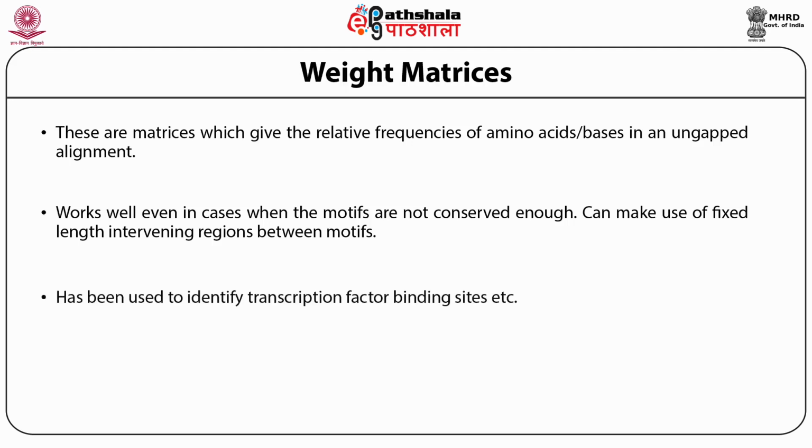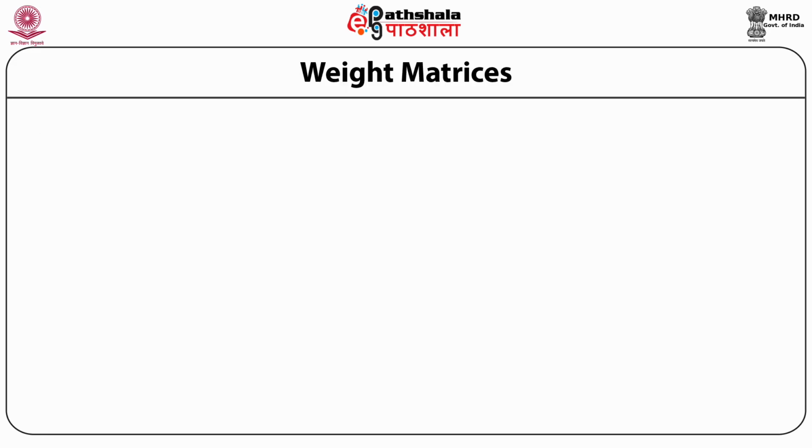And this has been used to identify, for example, otherwise difficult to characterize protein families like transcription factors and their binding sites, which have relatively more variation than in other cases. So how are these weight matrices made? Let's look at this.